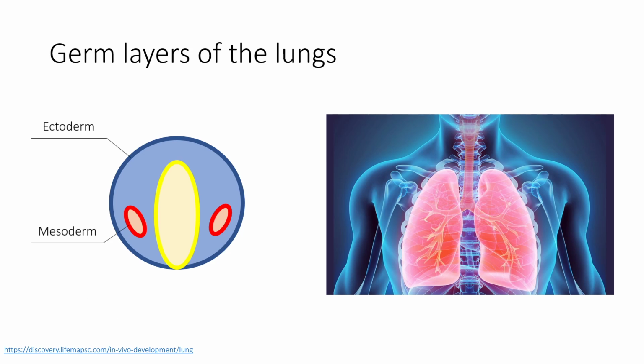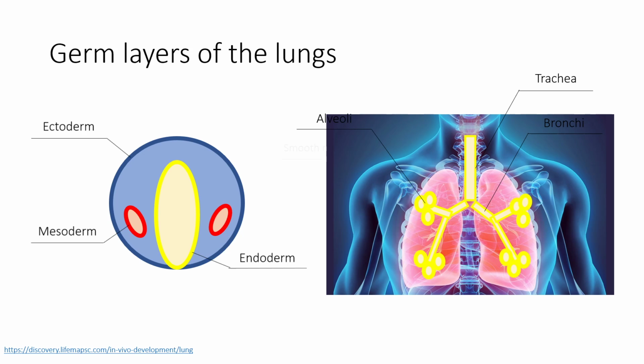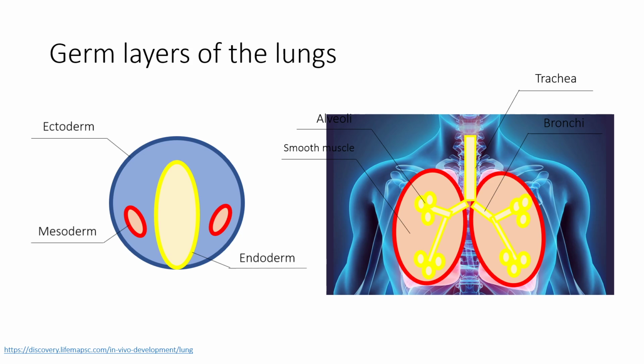The next one here is going to be this red layer here, and that's going to develop into the smooth muscle that makes up the lung. The next is going to be the endoderm, of course, and that's going to make up the trachea, the bronchi, as well as the alveolar structures. So here I'm just representing pretty much the same thing that I just showed, that the endoderm is going to make up the trachea, bronchi, and alveoli, and then the mesoderm is going to make up the smooth muscle, which are the lobes of the lung itself.